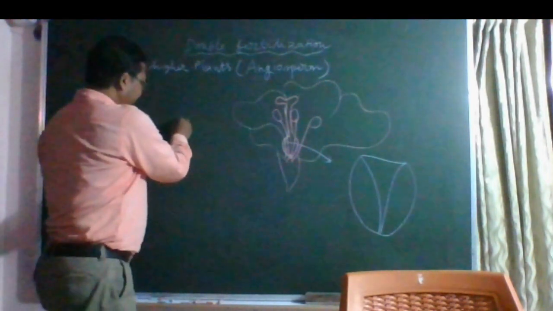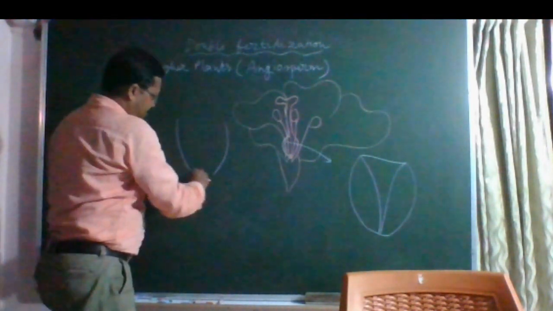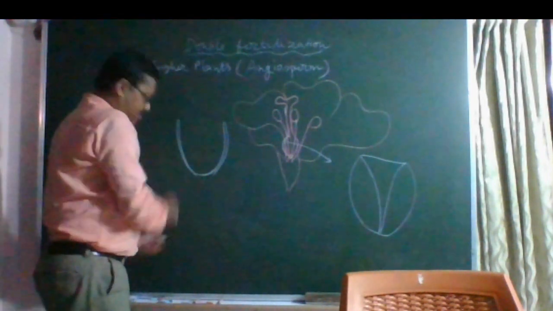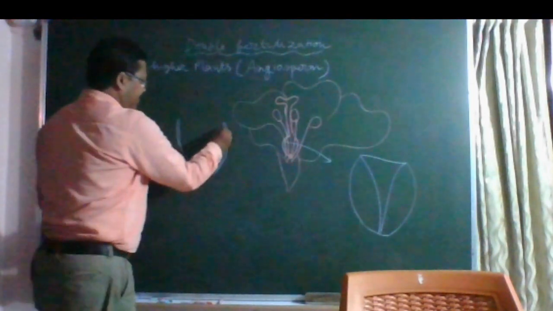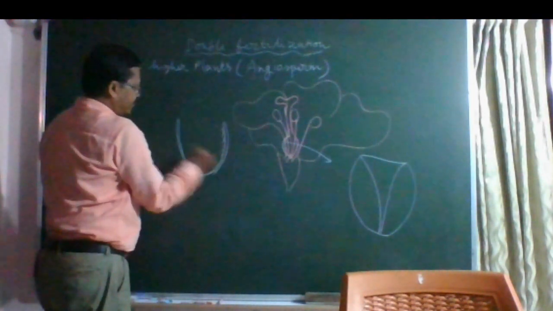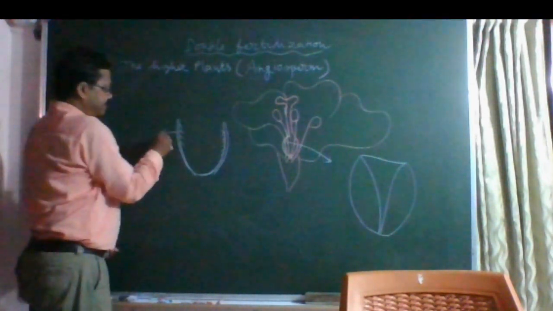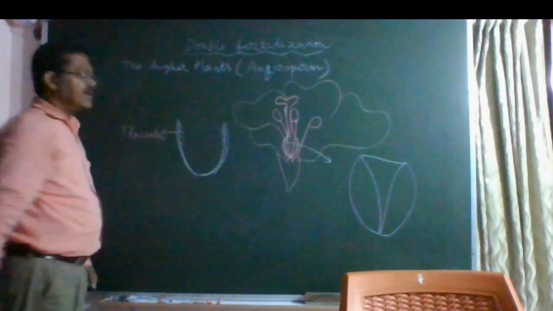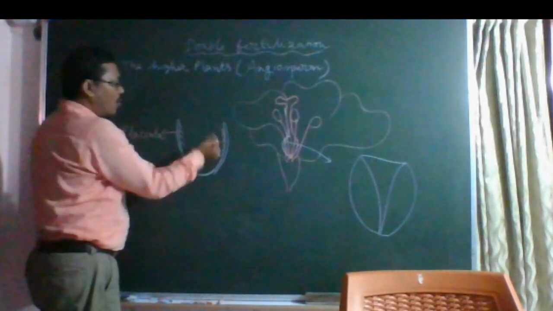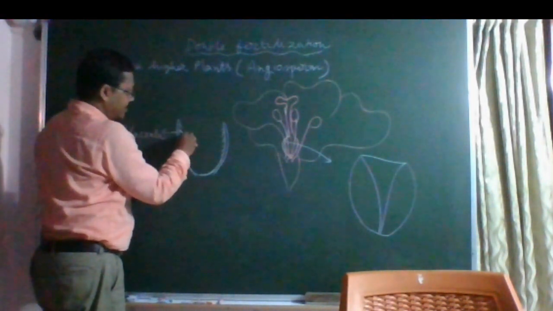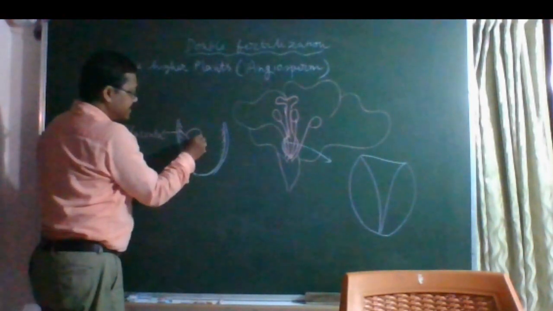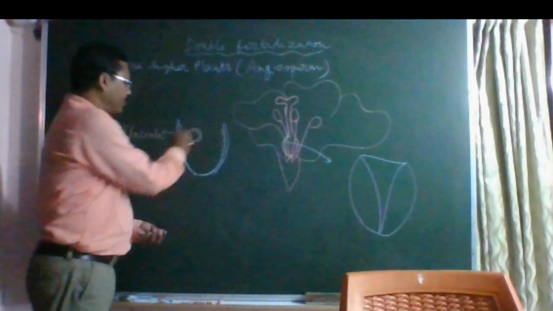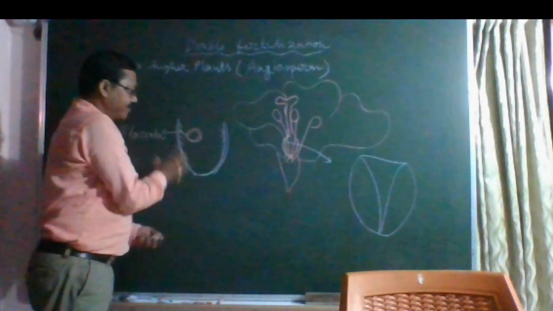Within the ovary, suppose this is the ovary. Within the ovarian wall, some spongy tissue is present. This spongy tissue is called placenta. From the spongy tissue, one or more ovule develop. This is a ovule. I draw a single ovule. This is the ovule and this is a ovary.